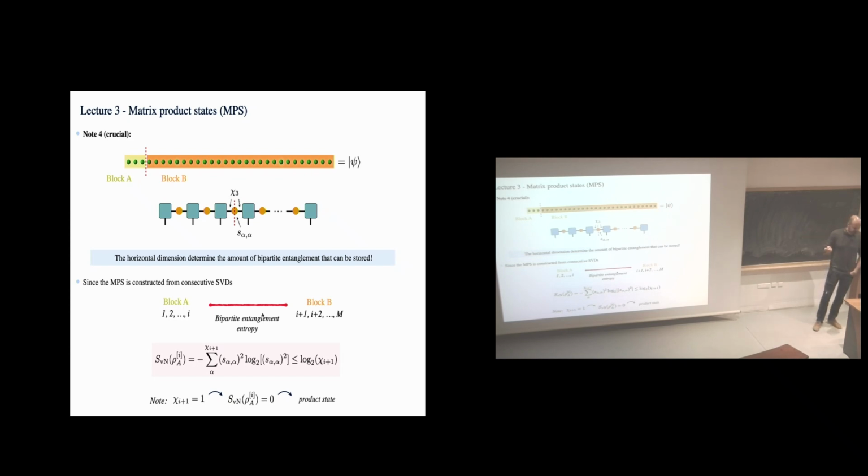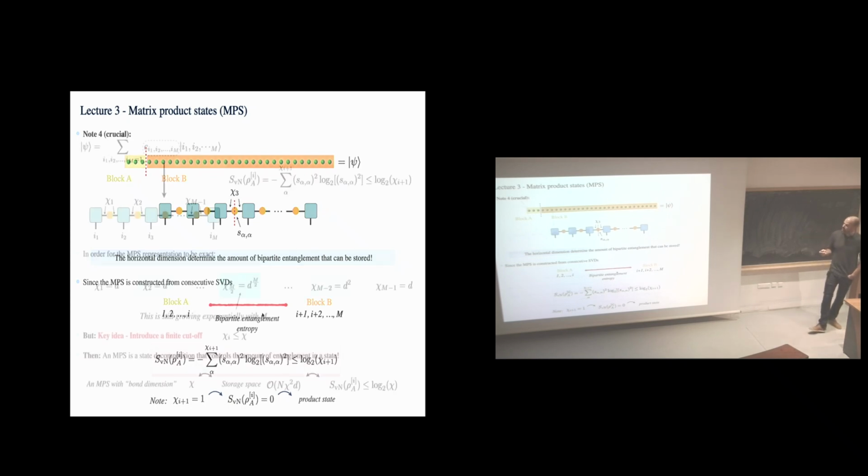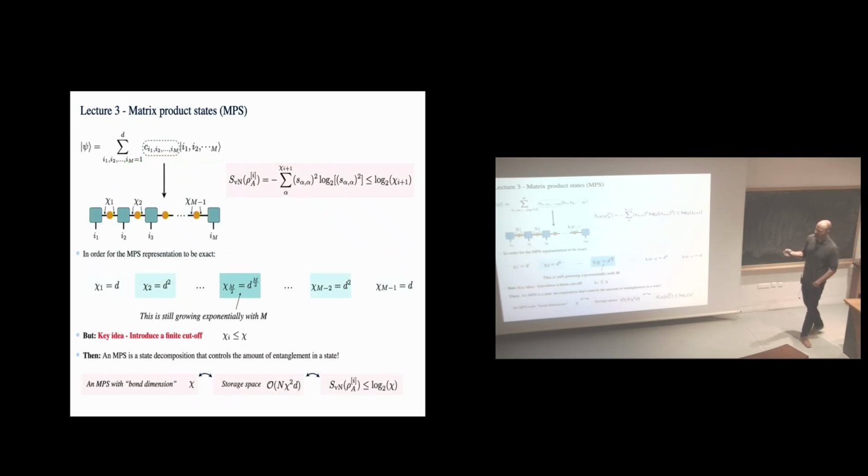Good. So again, as I said before, if I do this construction, I don't really win anything. If I just go from the left side and do this consecutive singular value decomposition, I'm going to create this MPS in this particular form. And then, of course, I can ask, if I do this for an arbitrary state fully exactly without any truncation, how large would these bond dimensions need to be?